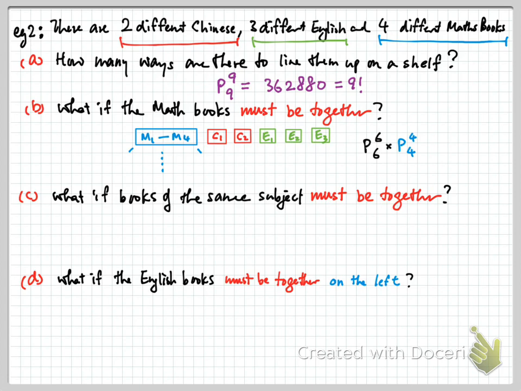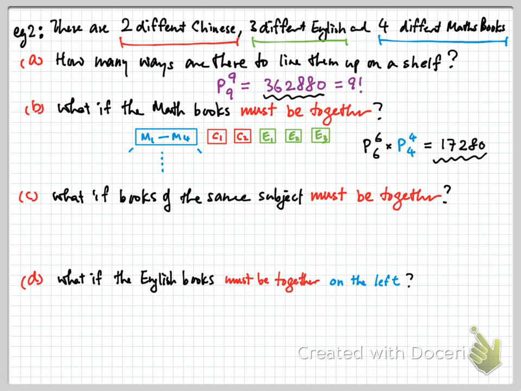So the final answer is the multiplication between the two, and the answer is 17,280. All right, this is the answer to part B, if the maths books must be together. Similarly, you can calculate the number of ways if the Chinese books must be together, or if the English books must be together.